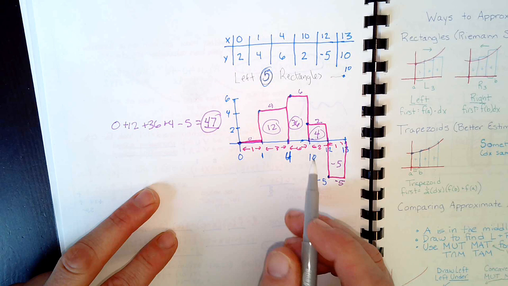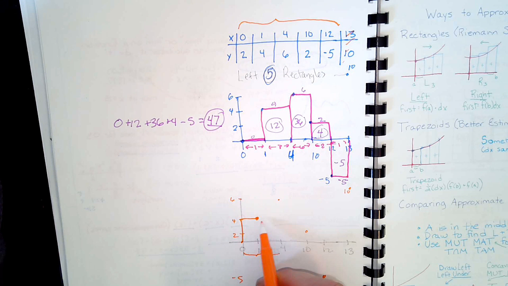First thing I do is I figure out the widths of each one. So the first one is 1 unit wide. The second one is 3 units wide. The next one is 6 units wide. The next one is 2 units wide. And the last one is 1 unit wide. If you're not sure where I got those numbers from: 0 to 1 is 1, 1 to 4 is 3, 4 to 10 is 6, 10 to 12 is 2, 12 to 13 is 1, and then it's the sum of the base of the two heights.